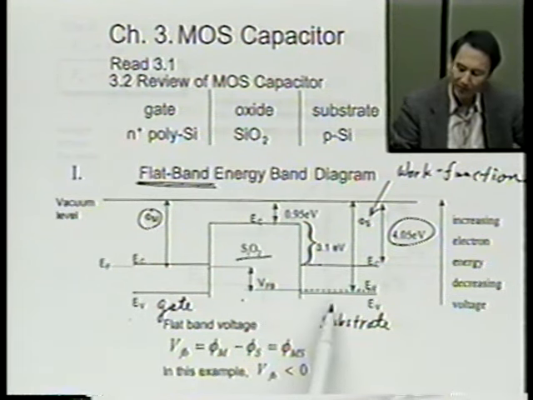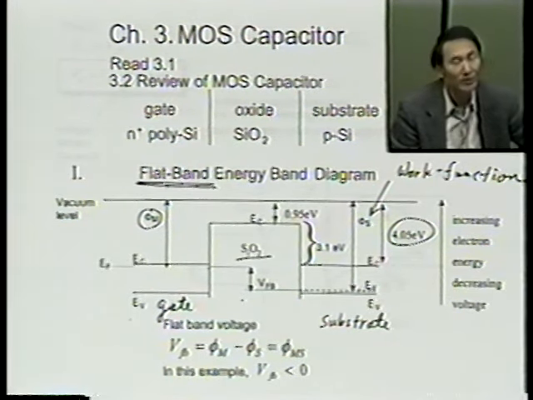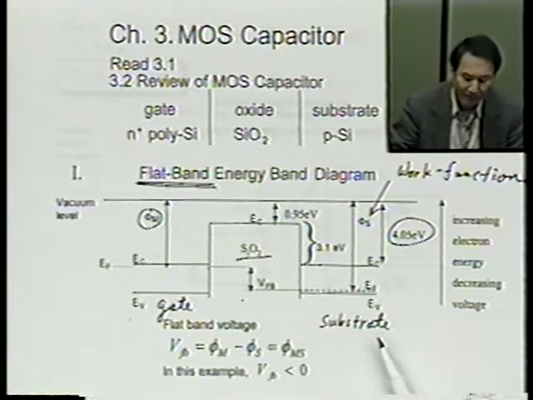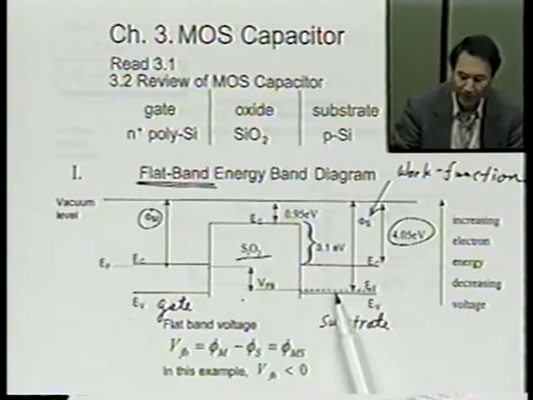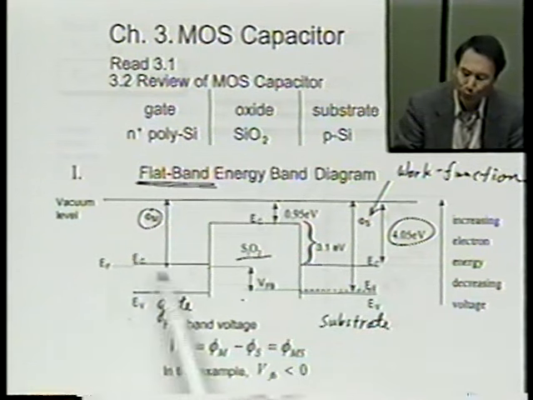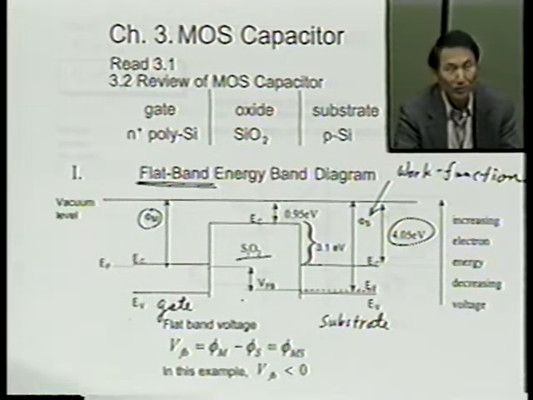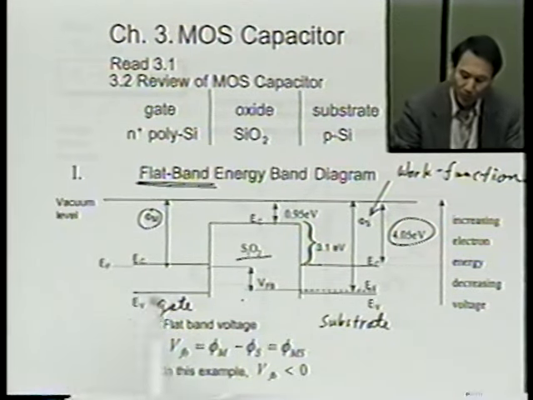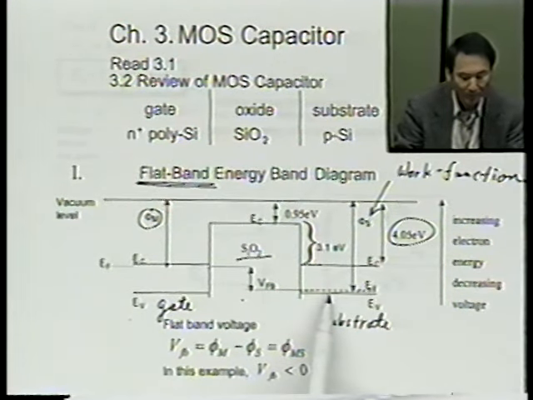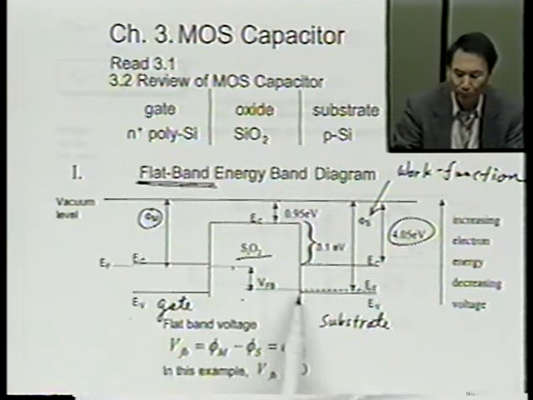This energy band representation is at a finite gate voltage. In other words, the gate and the substrate are not at the same voltage. You can tell that by the fact that the Fermi level of the gate and the Fermi level of the substrate are not lined up. In fact, the separation of the Fermi levels at the two terminals of a device is the voltage difference across these two terminals of the device. So we should be able to tell that the voltage applied to the gate in reference to the substrate is indicated graphically by this arrow, because this arrow indicates the difference of the two Fermi levels.